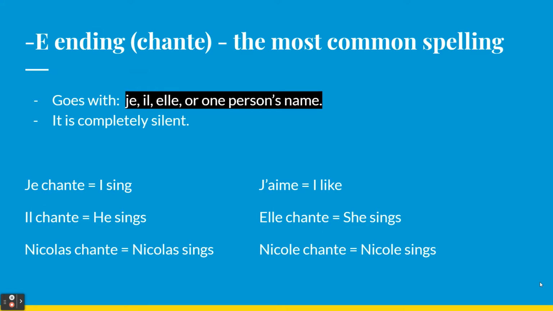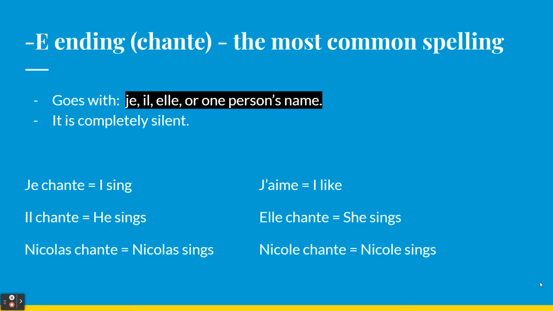Let's talk about the most common ending, the letter E. This one will appear whenever you use the word je, il, elle, or one person's name, and it's silent. For example, je chante is I sing. J'aime is I like.